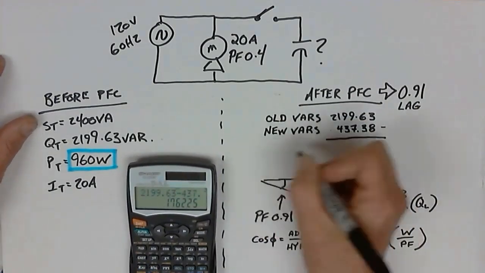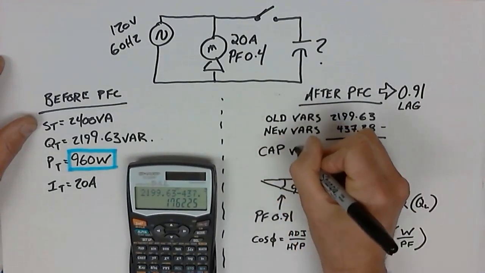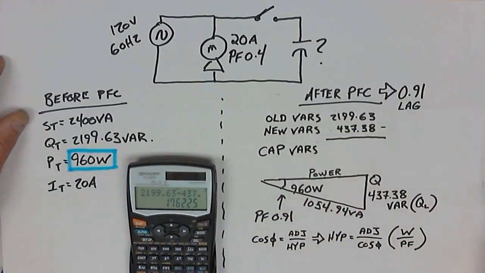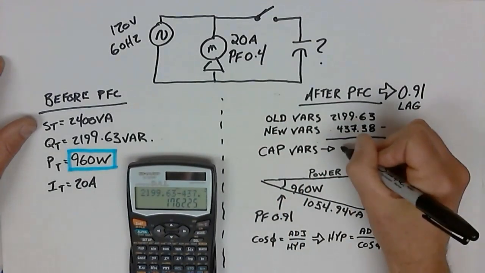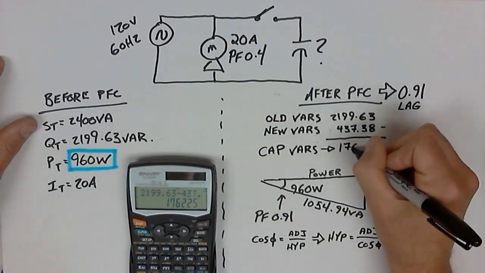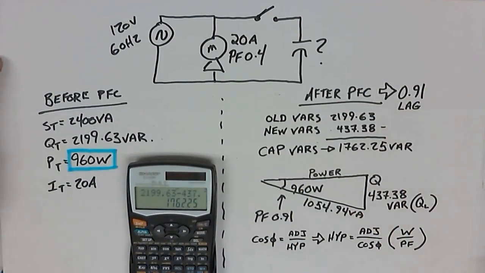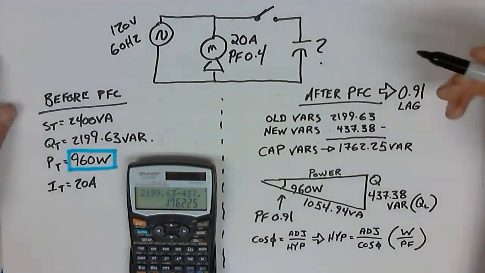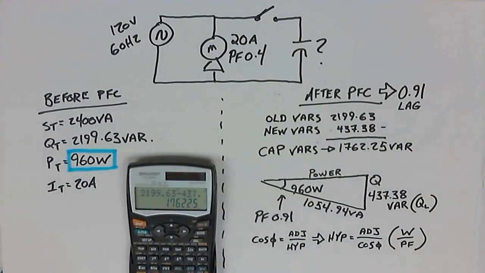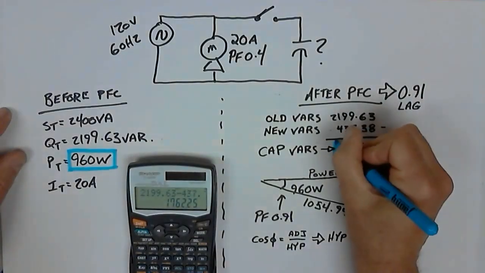Whoops, you couldn't see that. So what we're left with is the capacitor VARs. And that would be the required leading VARs in order to make this circuit possible. And so we end up with 1762.25 VAR. How large is that capacitor? 1762.25 VAR. And so we come to our answer of how big a capacitor do we require? Well, we just calculated it.